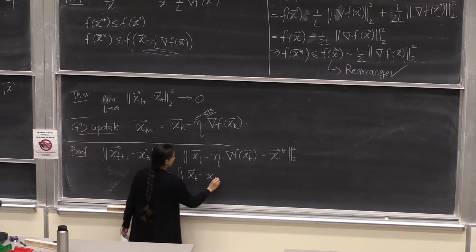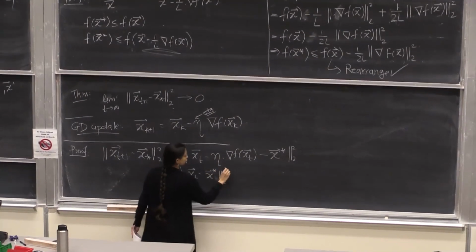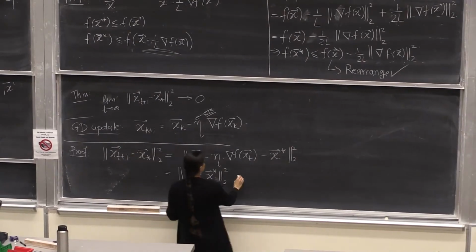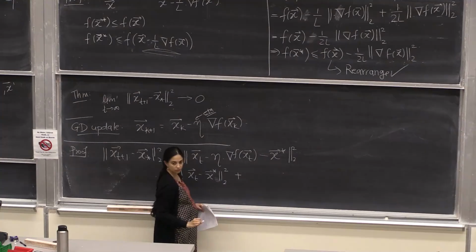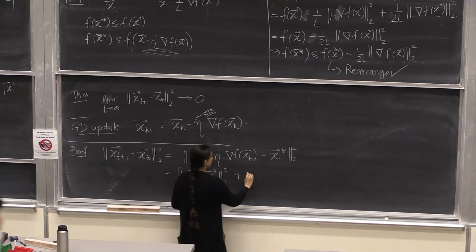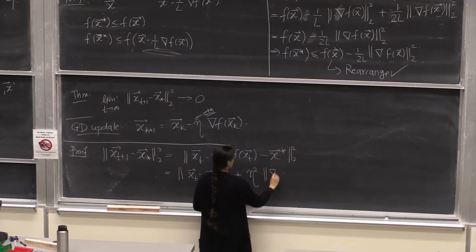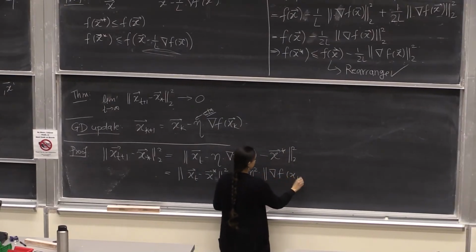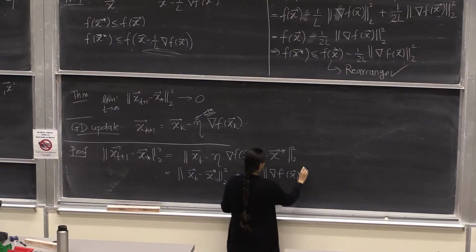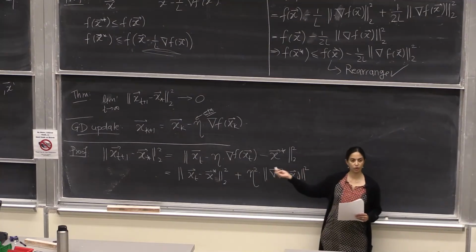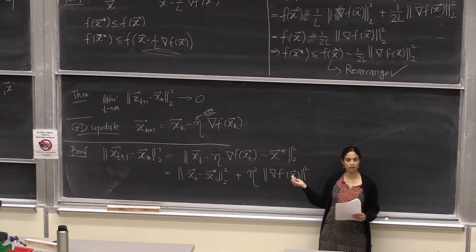xt minus x star, norm squared, right? And then plus, I have a second term. I'm expanding the quadratic. And what would that term be? This will become eta squared, gradient of f of xt, norm squared. And now what remains? If I have a quadratic, how do I expand it? What's remaining here? The cross term, right?